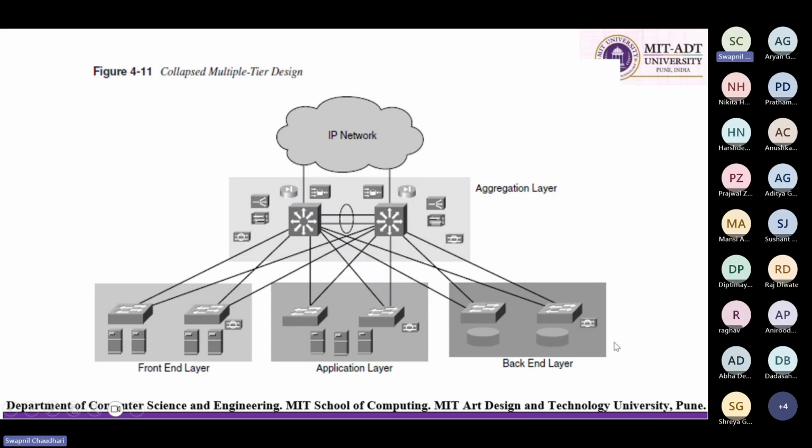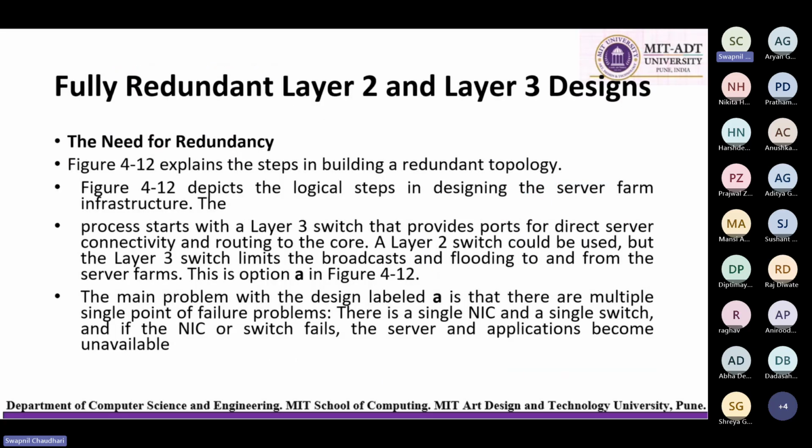Also here we have the front end layer, which handles user requests and connects directly to the aggregation layer. Second is the application layer, which processes the business logic and communicates directly with the aggregation layer. Third is the backend layer, that is the database servers which store the data and connect directly, improving speed and efficiency. So there is nothing big in this diagram. Next is a fully redundant layer 2 and layer 3 design, which we are going to discuss in upcoming sessions.